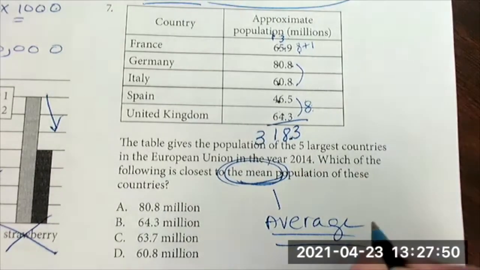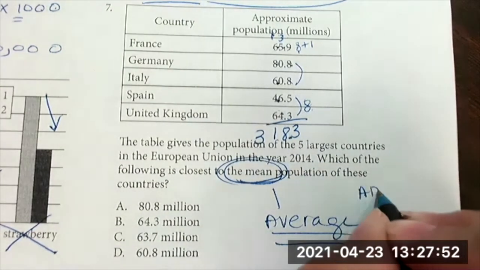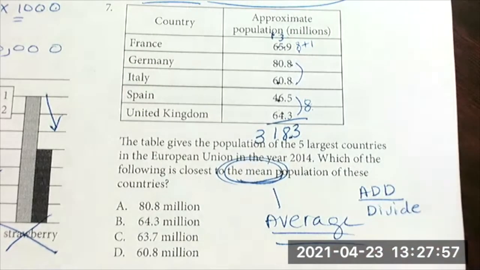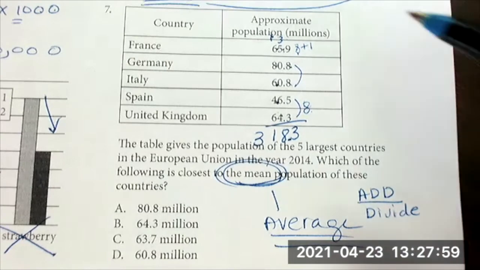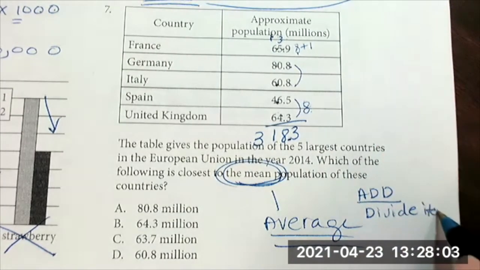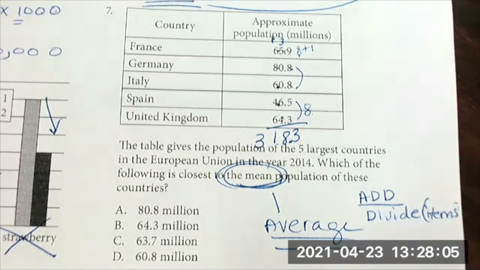You're dividing to find the average. Remember, you add and divide by the number of numbers. Always think of it like that. Number of numbers. 1, 2, 3, 4, 5. The items. The number of items.